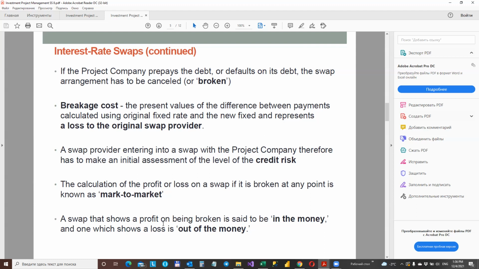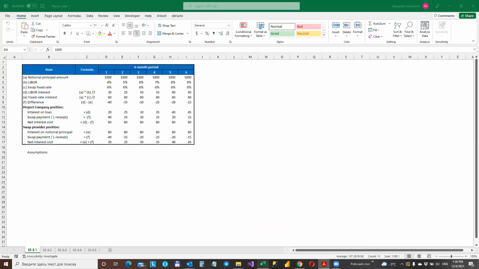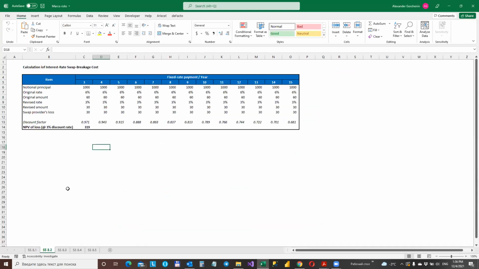And we have another table in Excel, SS 8.2, that demonstrates how the swap breakage cost is calculated based on very nearly the same assumptions. We have a loan of 1,000 repaid in one installment. The term of the loan is 15 years. The swap fixed rate is 6%, and we have a swap break after 2 years. And the reinvestment rate is 3%.